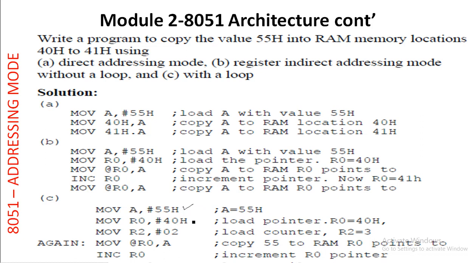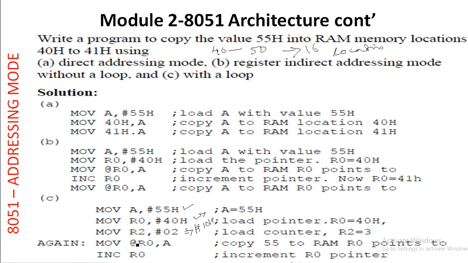Move R0, first location is saved. We need to start our location from 40 to 50. Total 16 locations are there. For example, here it is mentioned 40 and 41 only. If you want to move 16 data, this must be #10H.